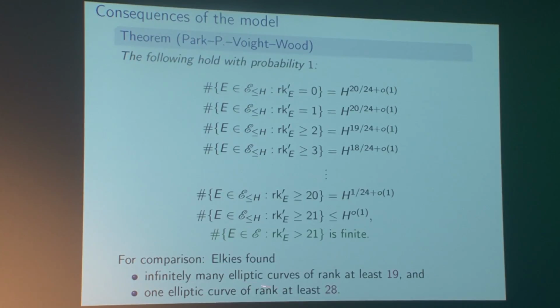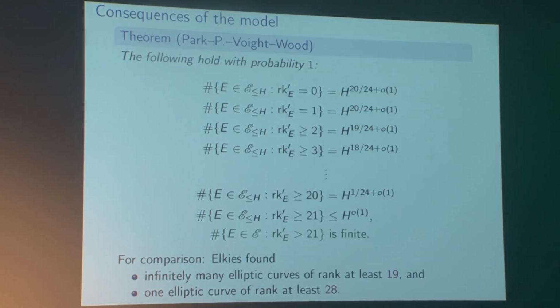I mean, Noam Elkies did some computer searches, and he found that there are infinitely many elliptic curves of rank at least 19. But fortunately, that's not a contradiction. That doesn't contradict our model yet. It's a little bit dangerous, but it's okay. I mean, also he found one elliptic curve of rank at least 28. But nobody said that there weren't any elliptic curves of rank greater than 21. I just said that there would be only finitely many. So that's also consistent with that. So far everything is consistent.